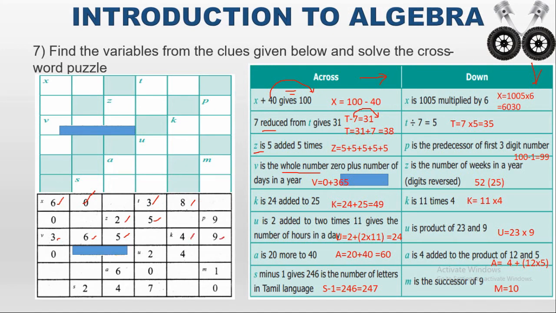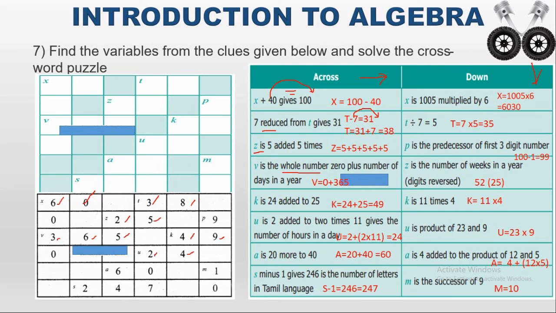So next one is U is 2 added to 2 times 11 gives the number of hours in a day. So what is the problem given here? U is 2 added to 2 times 11. So that is 2 plus 2 into 11. So 2 into 11 is 22. 22 plus 2 is 24. So for that they have given, it gives the number of hours in a day. So per day how many hours are there? That is 24 hours. So the answer for U is 24. So here it is written 24.